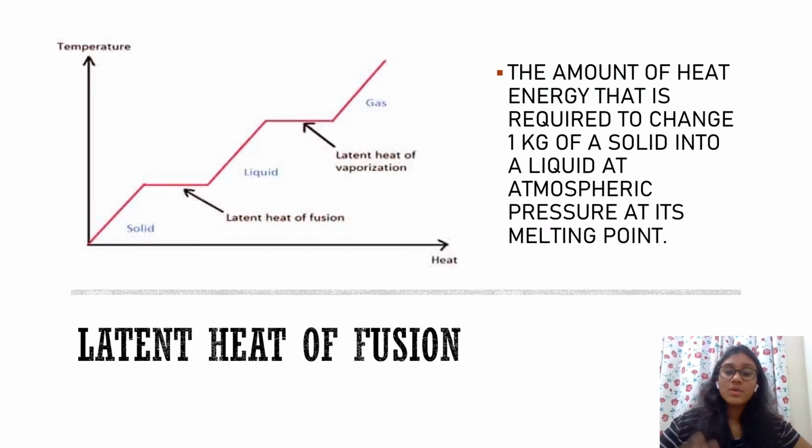There are two main terms you will come across when we talk about change in state of matter. Number one, latent heat of fusion. The amount of heat energy that is required to change 1 kg of solid into a liquid at atmospheric pressure at its melting point. It basically refers to the amount of heat that is used to break the intermolecular force of attraction. As you can see in the graph, there is a point where the heat is not increasing and it's stagnant. It doesn't mean there is no heat supplied or used. It means that the heat is used to break the bonds so that solid can be converted into liquid.